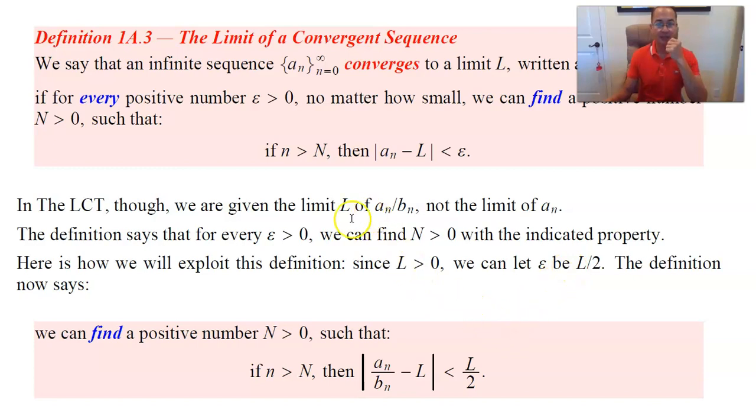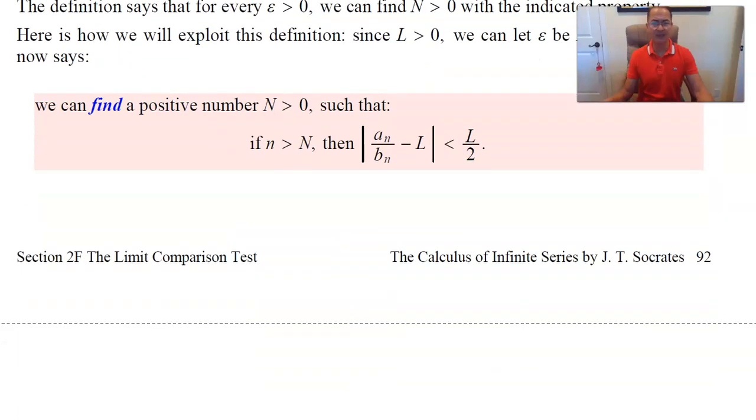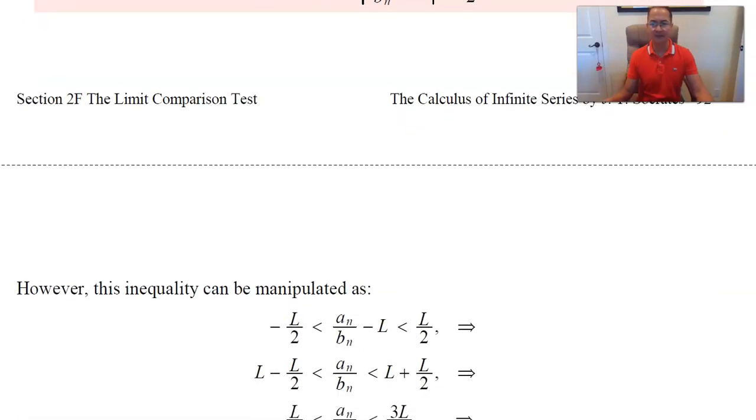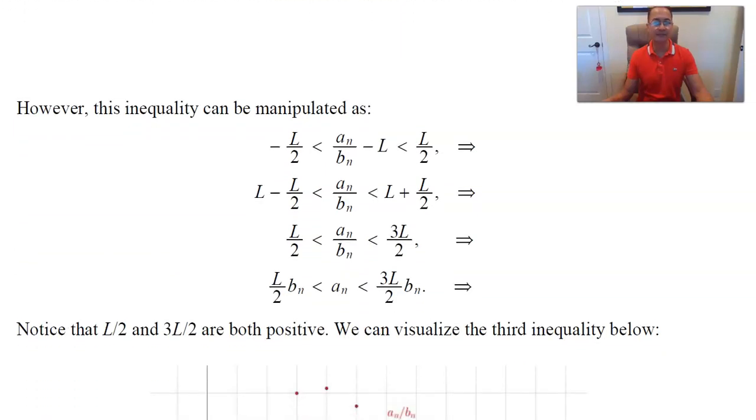The definition now says, if little n is bigger than capital N, then not a_n, but a_n over b_n minus L is less than our epsilon, which is L over 2, right? So you're going to say, where did that L over 2 come from? Why is that? It's because it works. Let's show you. Could we have picked another epsilon? Maybe, maybe not. But if it works, it works. So let's see why it works.